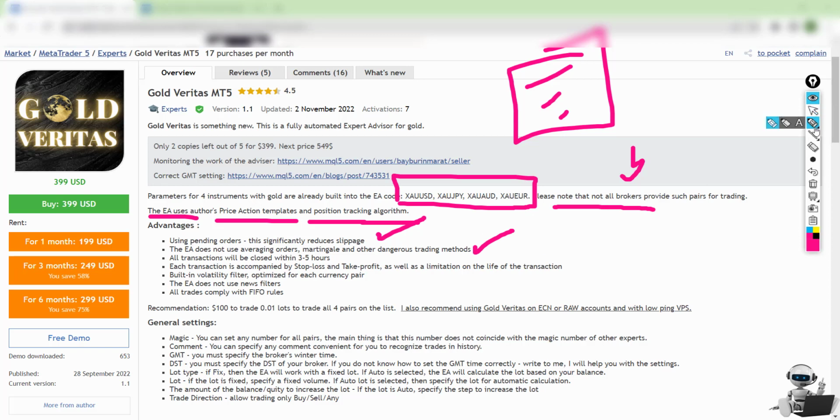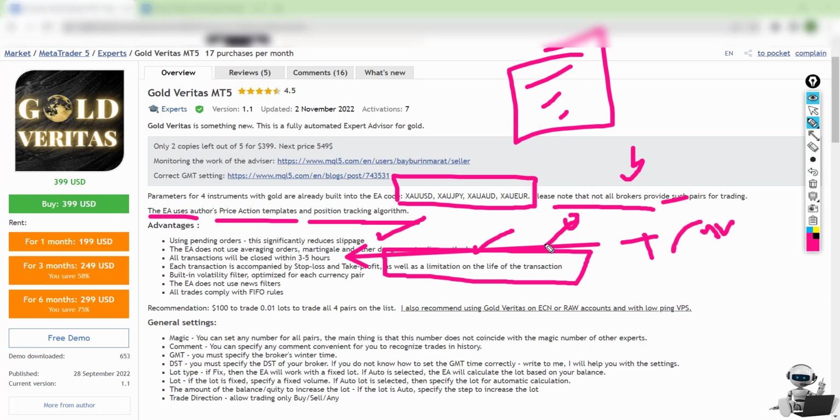The most important point that I really like about this EA, and I will be honest, is this one. All transactions will be closed within 3 to 5 hours. It is very good for us, and each trade is accompanied with stop loss, take profit, and also a limitation of the life of the transaction. So that means maybe this will be a timed transaction. Perhaps that's what it means. Maybe there is an expiry for one trade. It doesn't matter if it is stop loss or take profit, it will close it. I believe this is what limitation of life means.